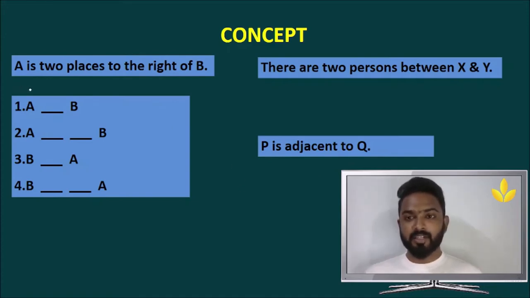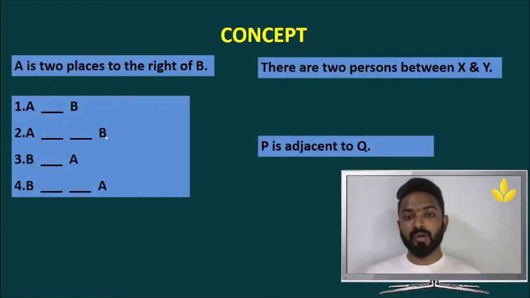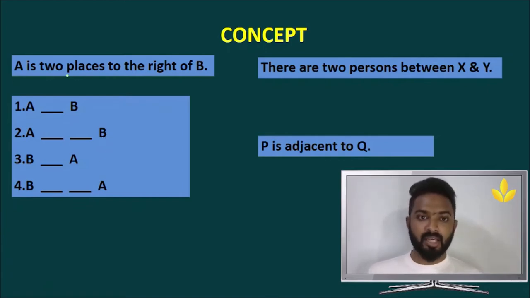In linear arrangement, these are the three sentences which you will come across. A is two places to the right of B. There are two persons between X and Y, and P is adjacent to Q. Let's see how to get these arrangements so that we never make a mistake about it. A is two places to the right of B. Now, which one do you think is the correct answer?